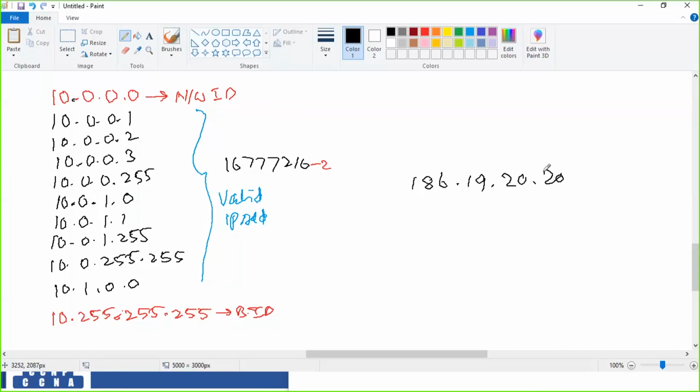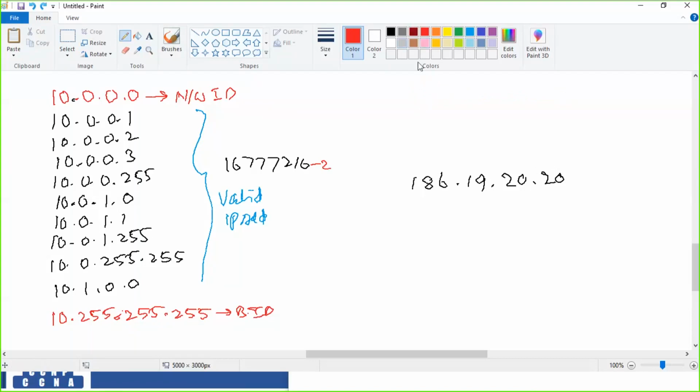186.19.20.20 is the IP address. Agree? Network ID, please. 186.0.0.0. 186.0.0.0 is not the network ID. They're wrong. 186.19.0.0. Right. So how to identify the network ID is the main point actually.